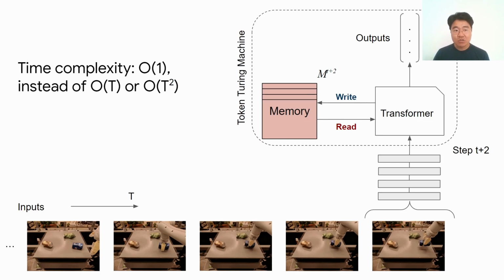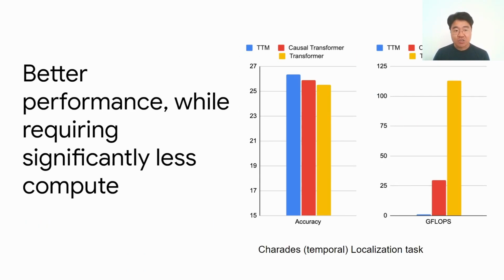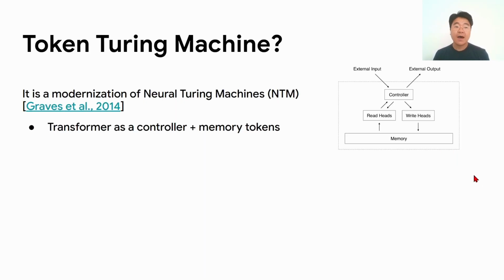This allows Token Turing Machine to have a constant time complexity as opposed to previous transformers. It achieves better performance while requiring significantly less compute. Now, let us talk a bit more about details.